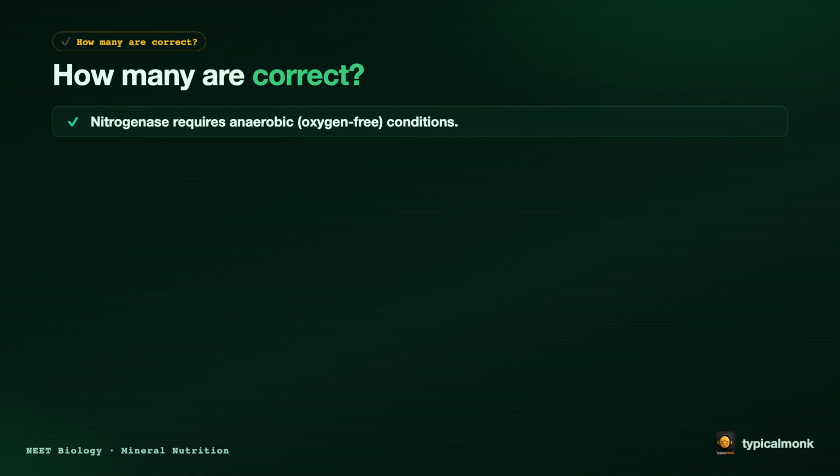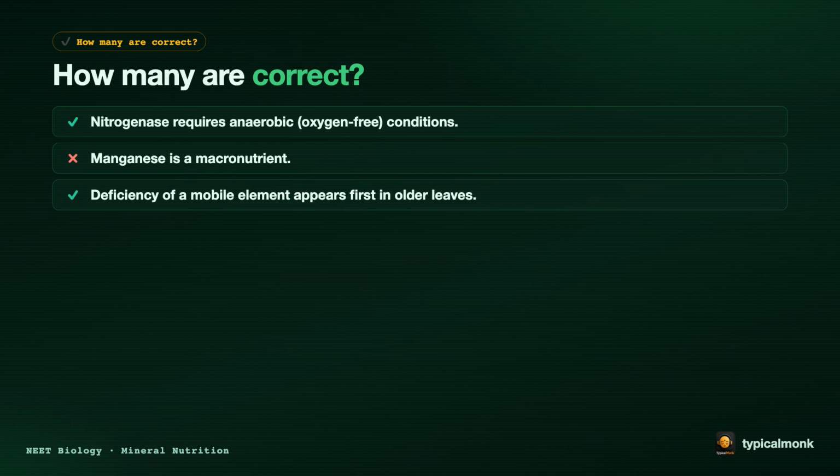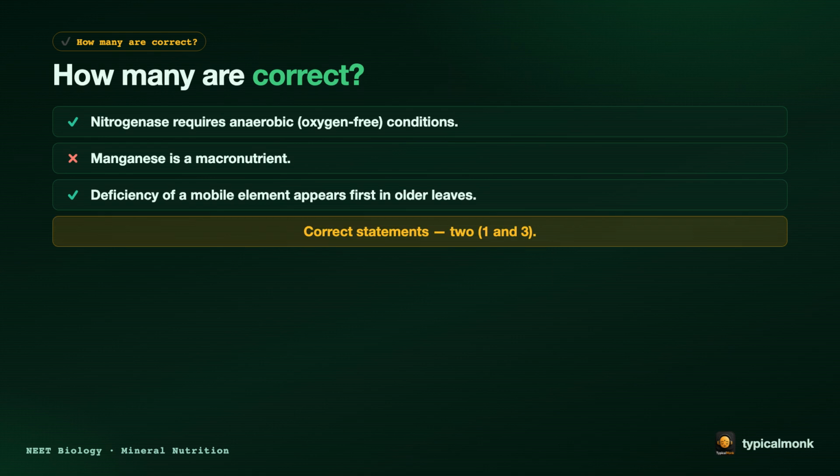Now, the third drill. How many of these statements are correct? Test them one by one. First, nitrogenase needs anaerobic, that is oxygen-free, conditions. This is correct. Second, manganese is a macronutrient. This is wrong. It is a micronutrient. Third, deficiency of a mobile element appears first in older leaves. This is correct. So the correct statements are two. That is, the first and the third.